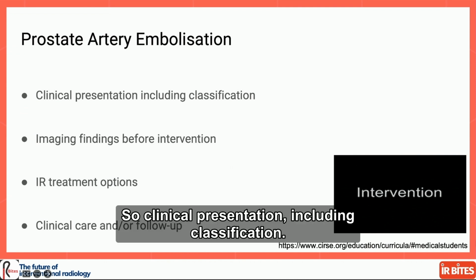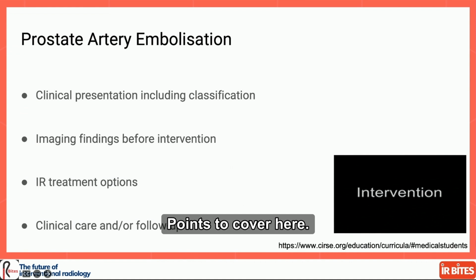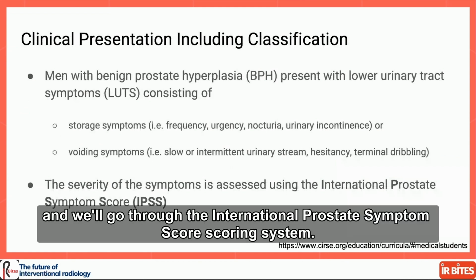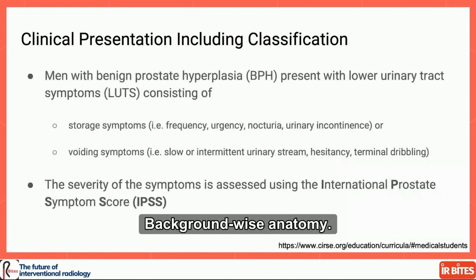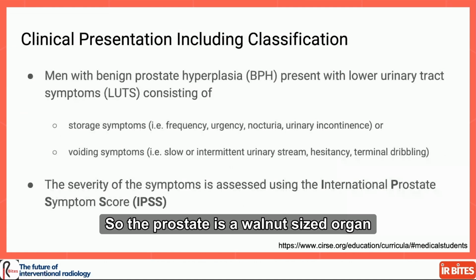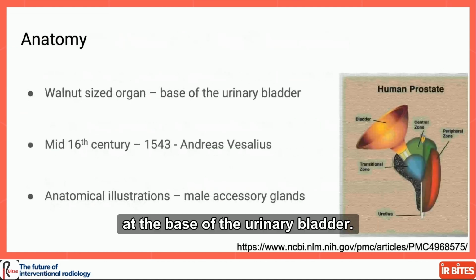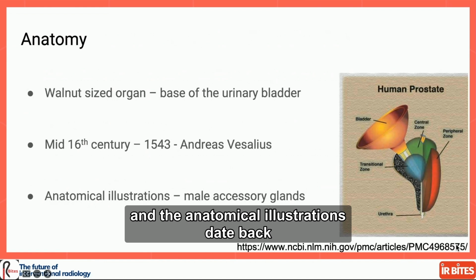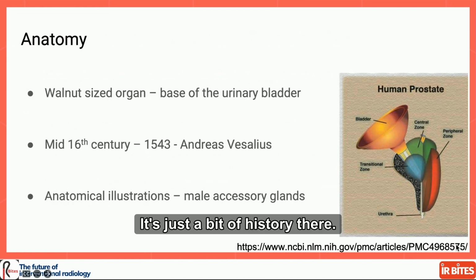So, clinical presentation, including classification. Points to cover here. Men with BPH present with lower urinary tract symptoms, which we'll cover in a bit more detail, and we'll go through the IPSS scoring system. Background-wise, anatomy. The prostate is a walnut-sized organ at the base of the urinary bladder. So we've got the bladder here. And the anatomical illustrations date back to the 16th century. It's just a bit of history there.